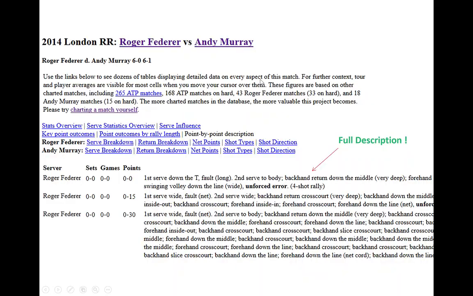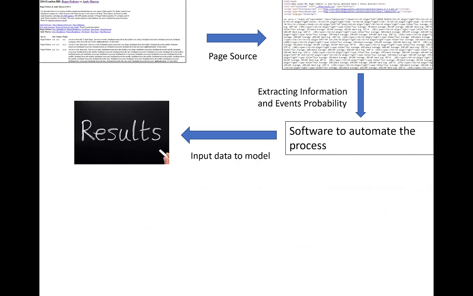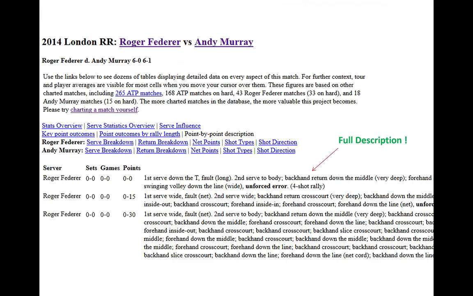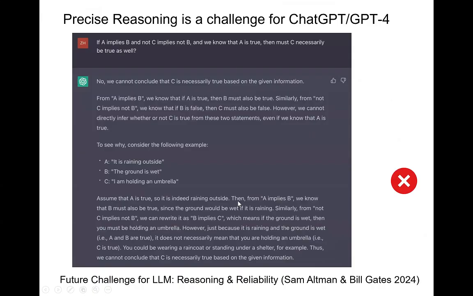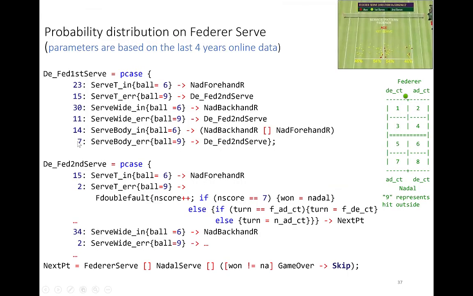So you may wonder where the data comes from. Well, there is online data built by tennisabstract.com. The data looks something like this. This is Roger Federer versus Andy Murray. Roger's first serve down the tee, second serve to the body, and so on. We take this data to calculate the average probability parameters of the last 2-3 years or last 12 months, whatever interval you like.